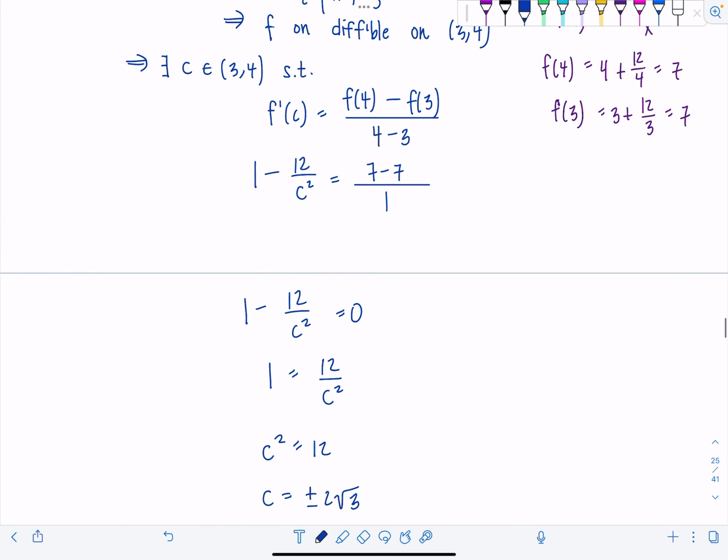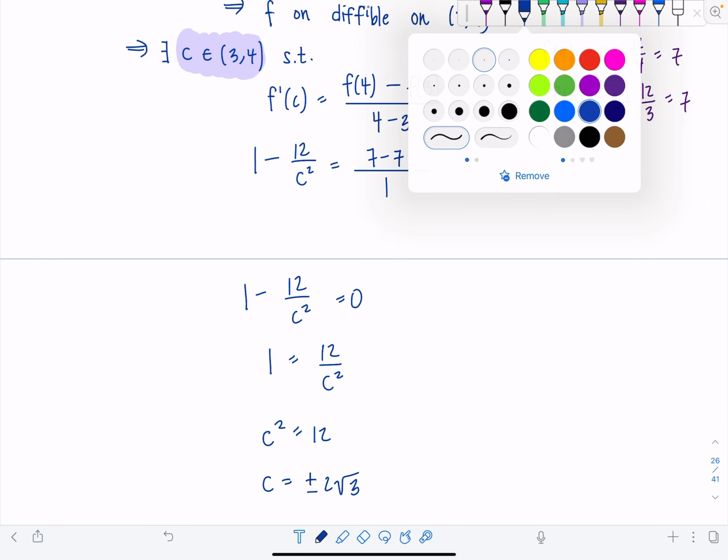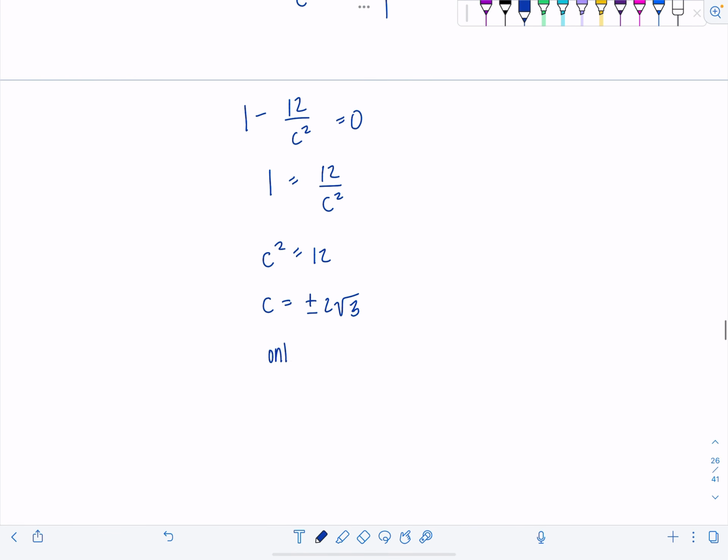But remember, c has to belong to the interval from 3 to 4. So sometimes you will have more than one value of c as your answer, but in this case, I can't use negative 2 rad 3. That's not on the interval from 3 to 4. So only c equals 2 rad 3 is on the interval from 3 to 4. So that's the only one you're going to report.